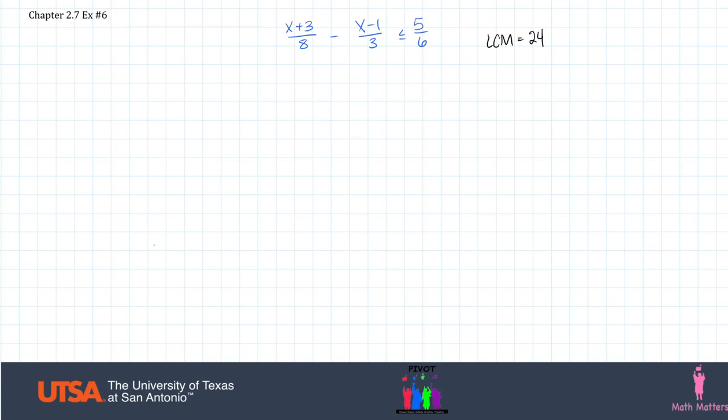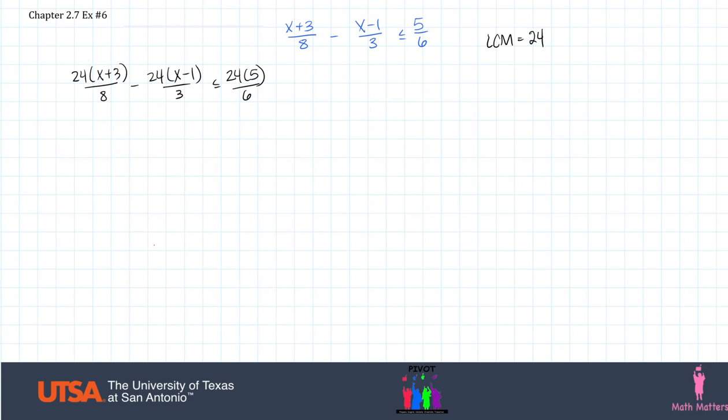We could use a bigger number, but then we'd have to cancel things out, and it's easiest to just use the smallest multiple that they all have in common. So when we multiply each term by that 24, it's going to cancel out, and then make things a little bit cleaner.